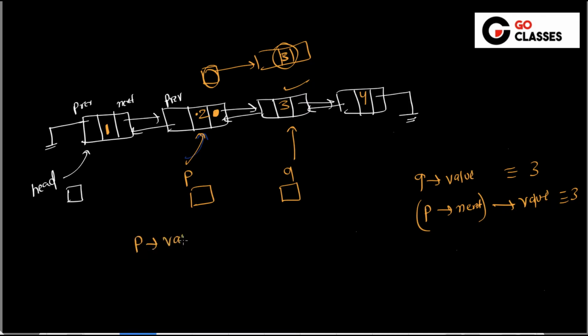How? P of value, this is 2. Can you access this 2 interestingly using q? Yes. How? You can say q of previous. Q of previous is what? Can you tell me? Q of previous is this thing, inside this thing, right? Q of previous is this thing.